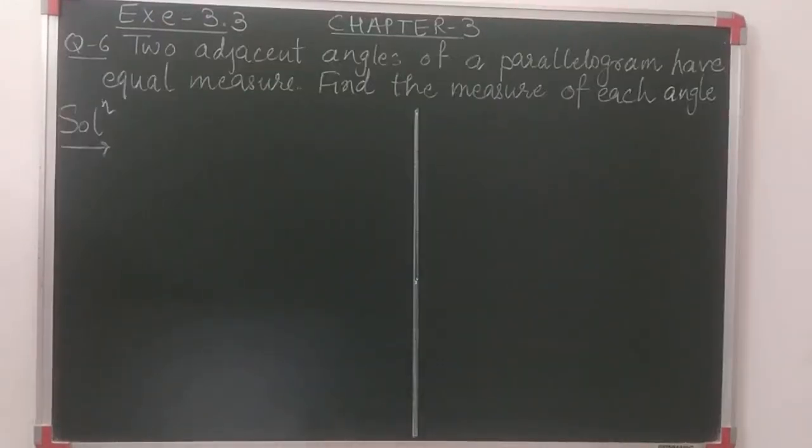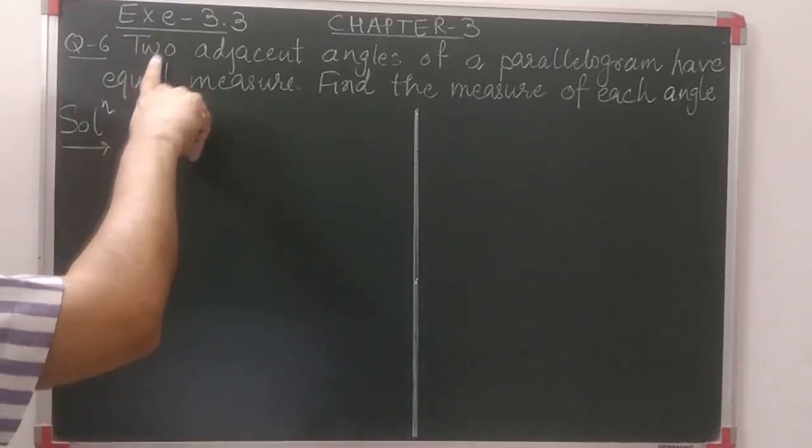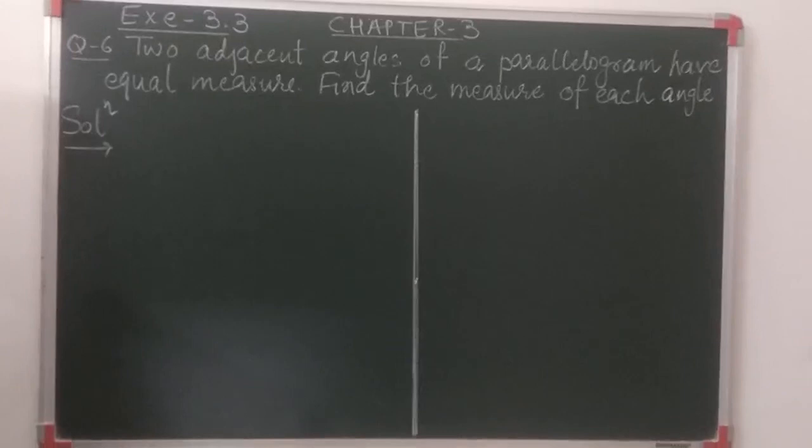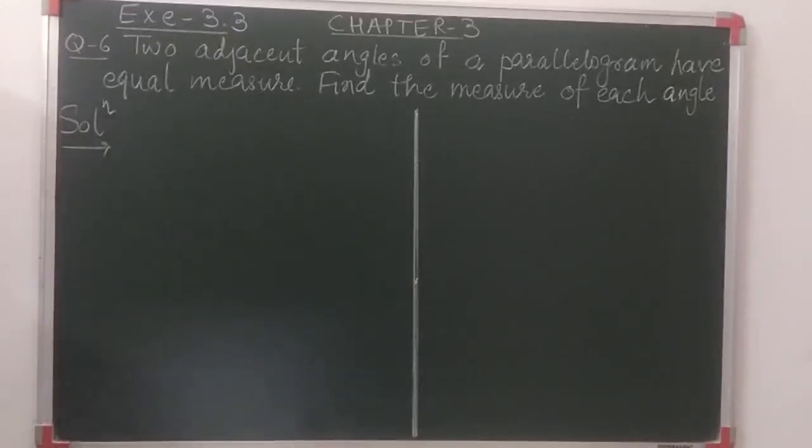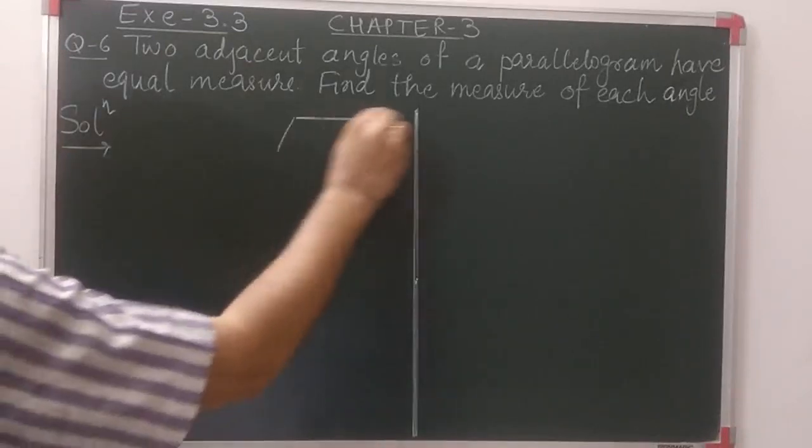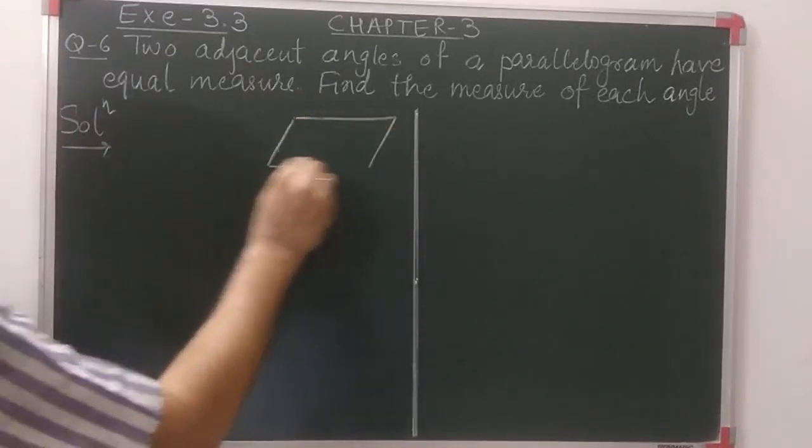Let us see this question. We can correlate this with the previous question. It is given that two adjacent angles of a parallelogram have equal measures. In the previous question they have given that in the ratio. So let us consider that ABCD is a parallelogram.